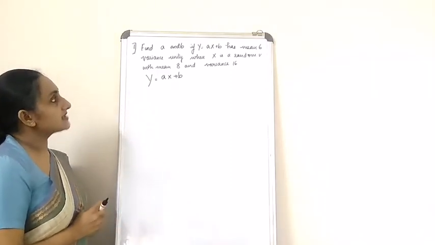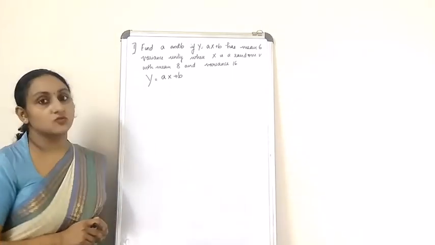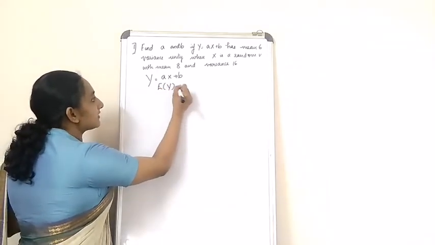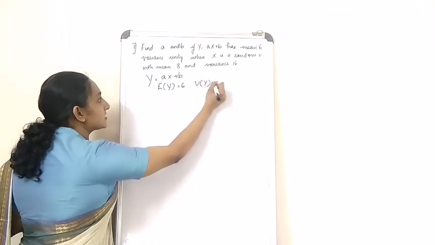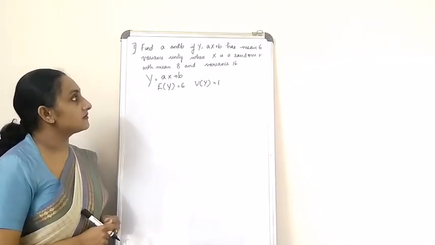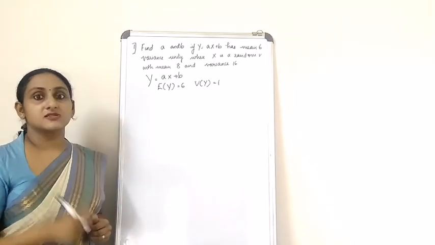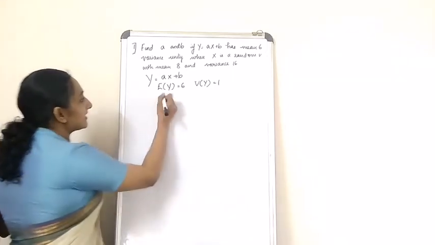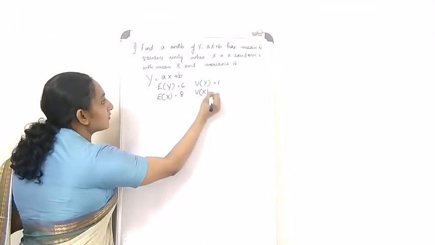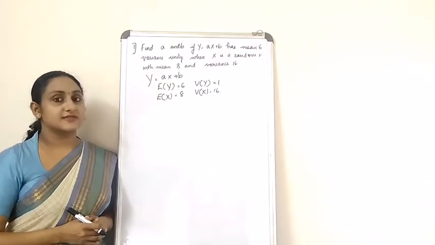Now the second information is that the mean of y is 6 and the variance is unity. So the mean of y is 6 means expectation of y is equal to 6, and the variance of y is unity, means variance of y is equal to 1. Similarly, they have also said that the random variable x has a mean 8 and the variance of x is 16. So we can write that as expectation of x is equal to 8 and variance of x is equal to 16. So this is the primary information that we have received from our problem.